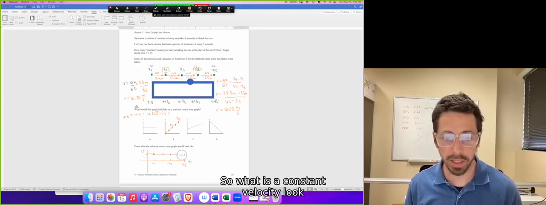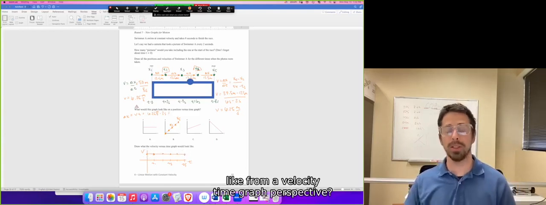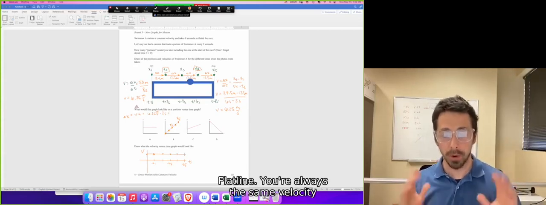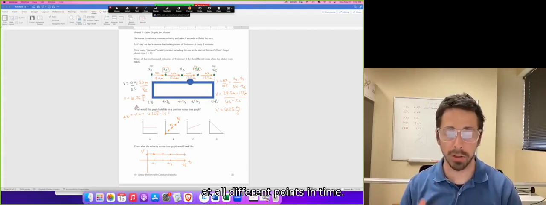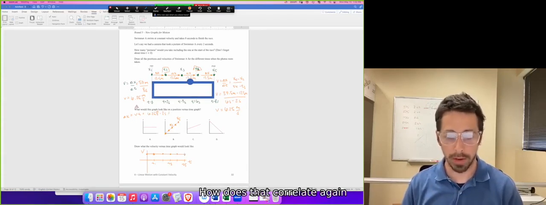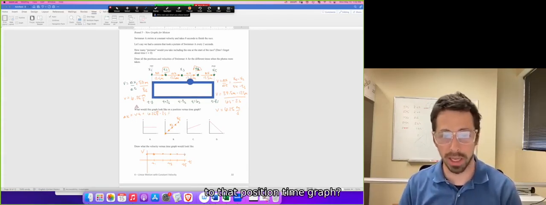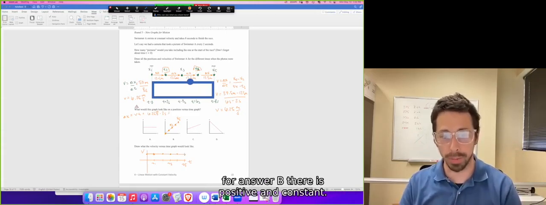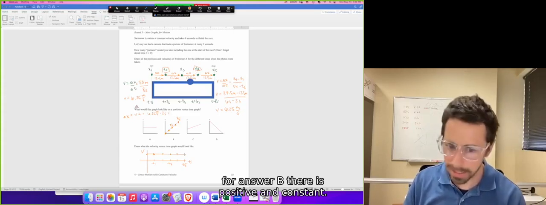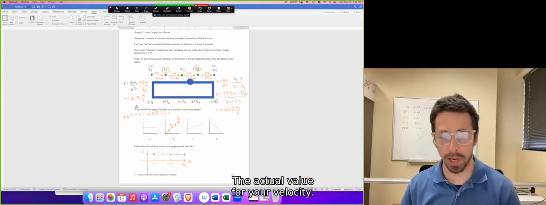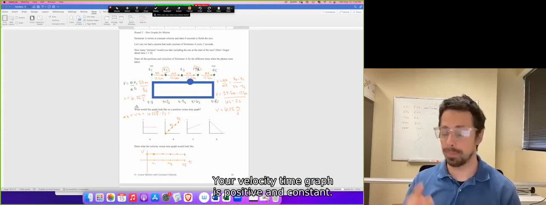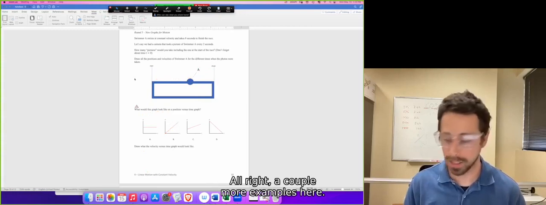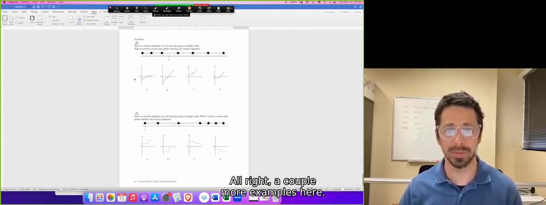So what does a constant velocity look like from a velocity time graph perspective? A flat line, right? You're always the same velocity at all different points in time. How does that correlate again to that position time graph? Well, slope. The slope of position time for answer B there is positive and constant. The actual value for your velocity on your velocity time graph is positive and constant. All right, a couple more examples here.